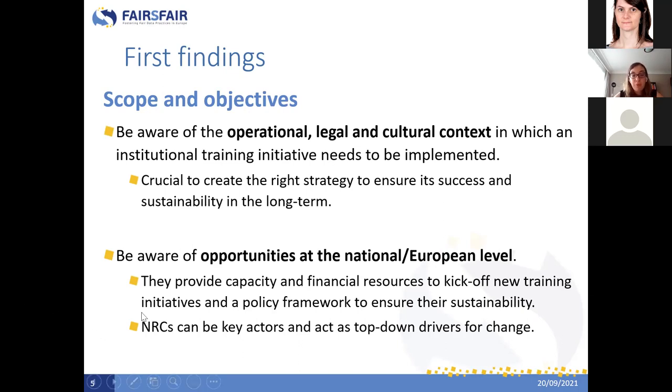A point we would like to make here is that the national rectors' conferences can be indeed key actors in providing this type of national frameworks. And especially because we talked with one National Rectors Conference, Swiss universities from Switzerland, and they implemented a national funding scheme to encourage universities to work together and implement FAIR data and RDM skills in their programs.